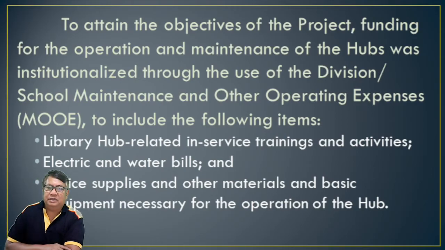To attain the objectives of the project, funding for the operation and maintenance of the hubs was institutionalized through the use of the division's maintenance and other operating expenses or MOOE. The maintenance and other operating expenses include the following items: library hub related in-service trainings and activities, electric and water bills, and office supplies and other materials, and basic equipment necessary for the operation of the hub.